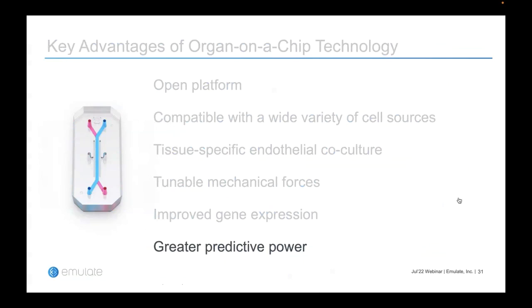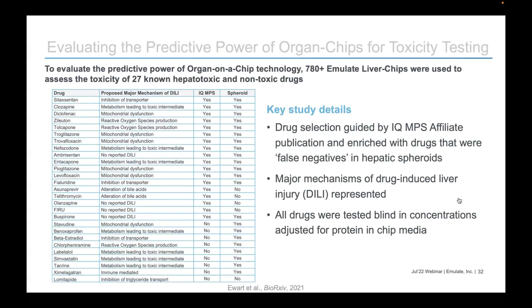Okay. So we showed that we have better morphology, we showed that we have better functionality, we showed that we're opening up new mechanisms to probe, we're showing that it has an improvement in gene expression. But so what? At the end of the day, what we care about when we're talking about building a more complex model is, does it improve the predictive power of the model itself? This is something that Emulate wanted to go out and prove last year. And in fact, we did that with our liver quad culture kit, a quad culture chip.